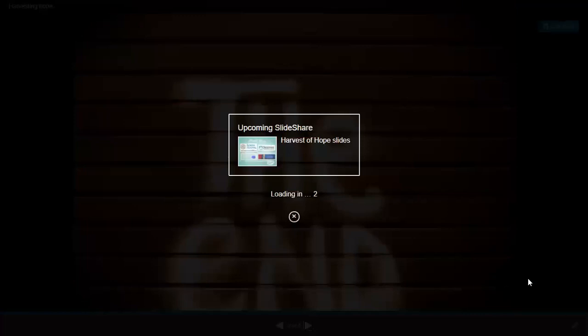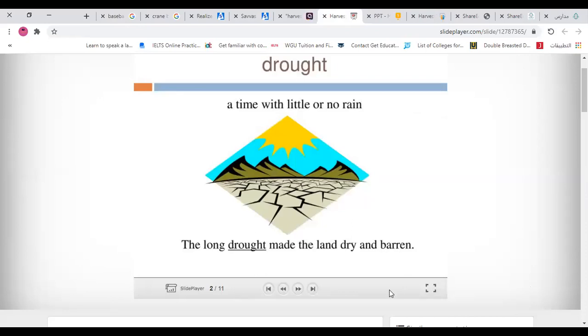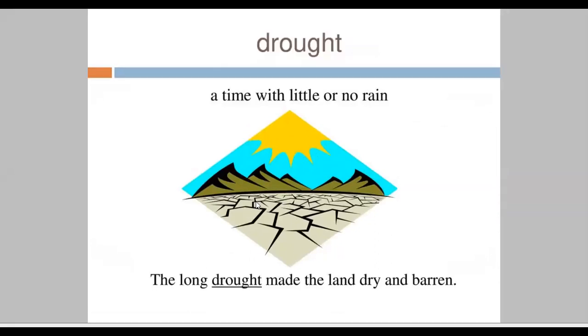Okay, these are the words that we have, and I also want to show you some other words to expand your knowledge. This is for general knowledge. We have the word drought. Drought means a time with little or no rain. A drought means the dry areas in the desert; we call them drought areas.